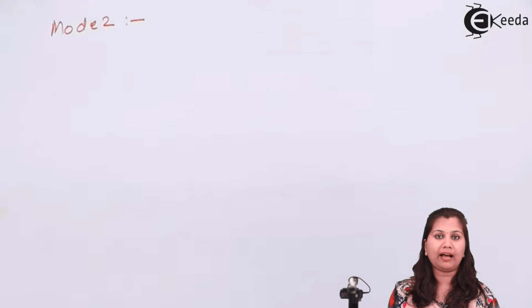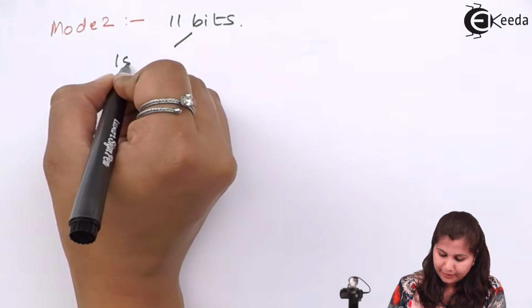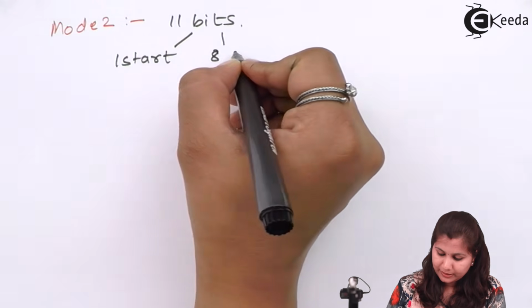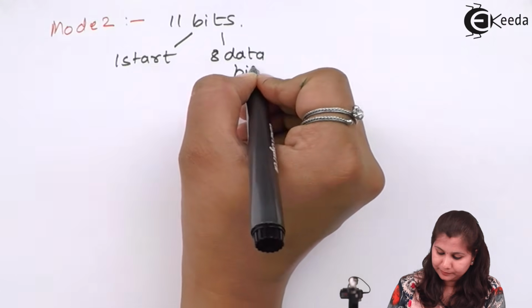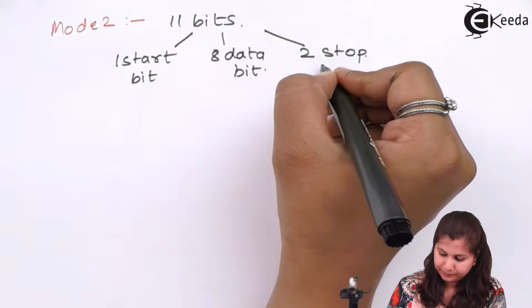The difference between mode 2 and mode 1 is this: it is also a UART, that is universal asynchronous reception and transmission, both done in the asynchronous mode only. The difference is that in mode 1 we have only 10 bits, whereas in mode 2 we have a total of 11 bits. 11 bits are transmitted or received. One is the start bit, 8 bits are for the data, and 2 are the stop bits.